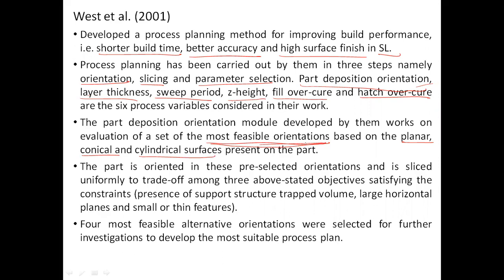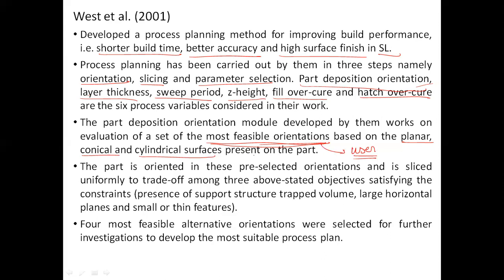Now again, this work basically takes us back to the work of FAM, where the most feasible orientation is going to be defined by the user, and it becomes a user defined function, and therefore the orientations become a user defined function.